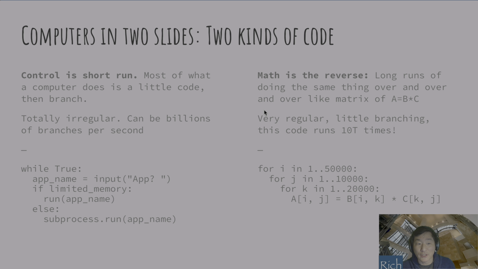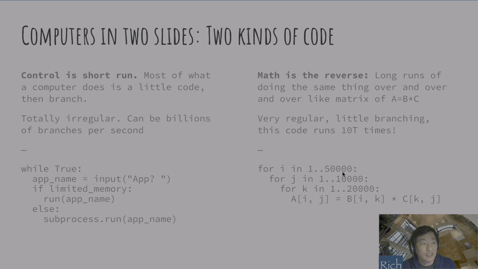They're basically long runs of doing the same things over and over. As we said in the previous things, it's all about matrix math. A equals B times C, where A is a matrix and B is a matrix and C is a matrix. And it's very regular. In fact, there's almost no branching. The code down below says for I, which is the first index, from 1 to 50,000, and then for J, from 1 to 10,000, and then for K, from 1 to 2,000, set A sub ij equal to B ik times C kj. This is called a dot product. And actually, this loop is going to run 10 trillion times.